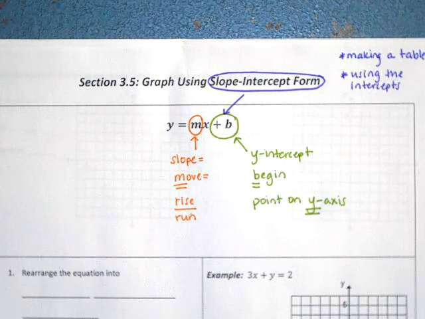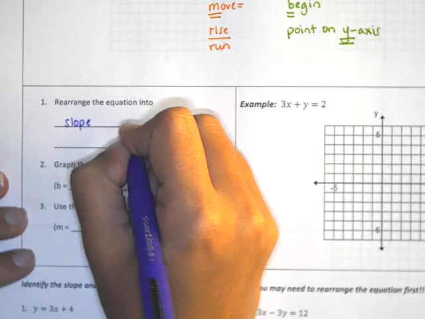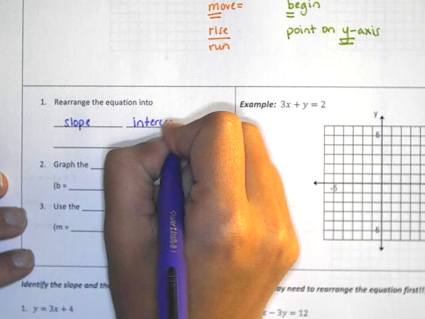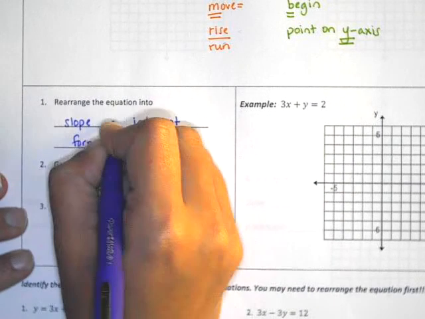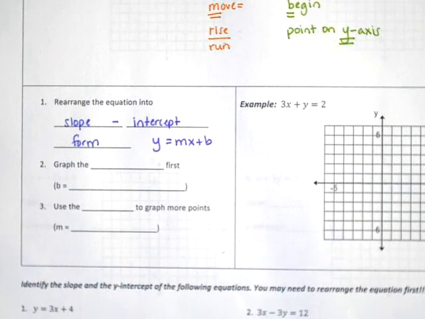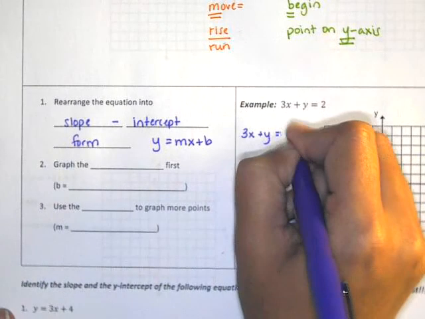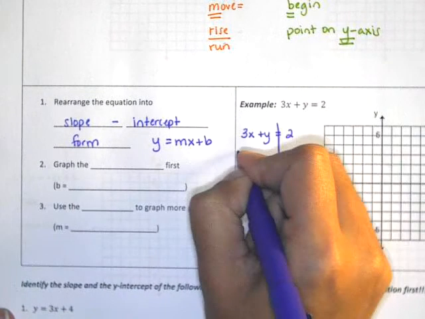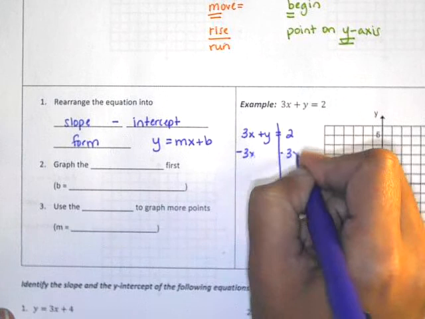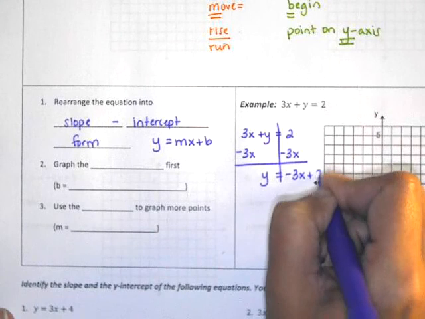So if we wanted to graph a line using those two pieces of information, let's go through the process. The first step is going to be to rearrange the equation into slope-intercept form, which means you're going to have to rearrange the equation until it looks like this, where the y is by itself. Now if we do that in this example, the original equation is 3x plus y equals 2. In order to get y by itself, we would subtract the 3x on both sides. So y would equal negative 3x plus 2.